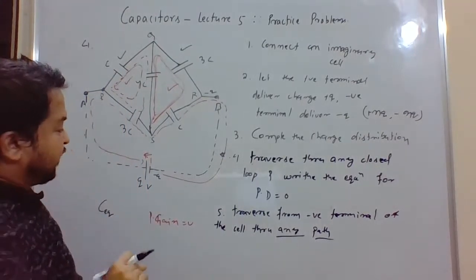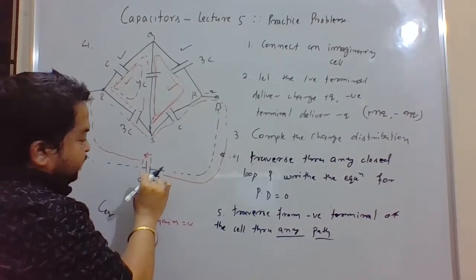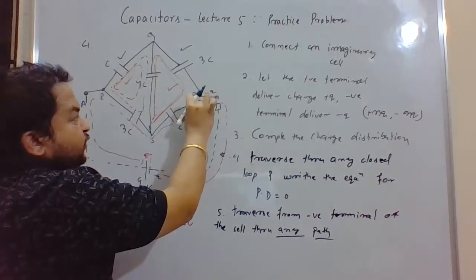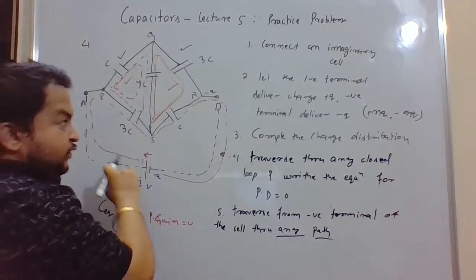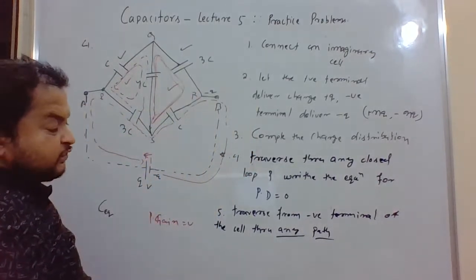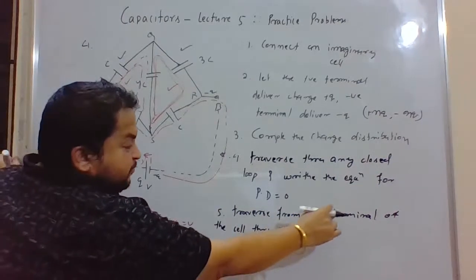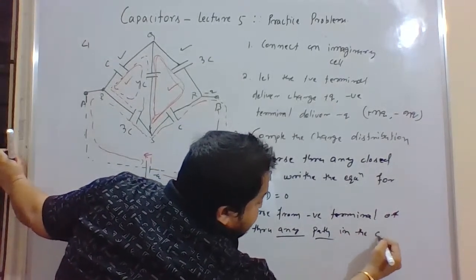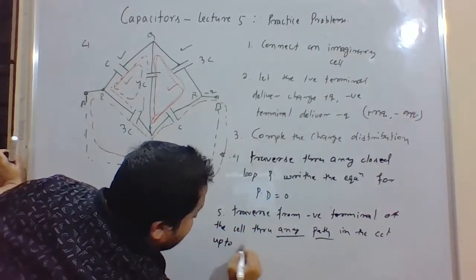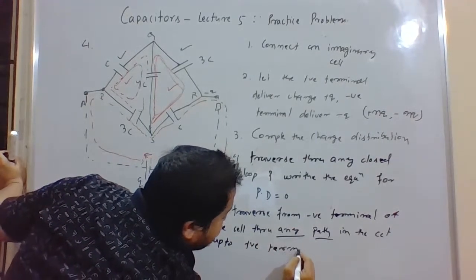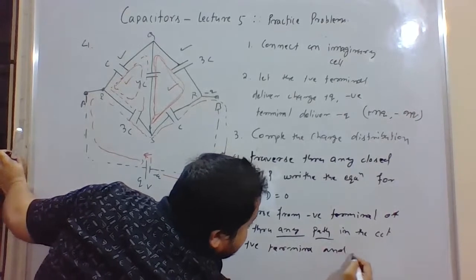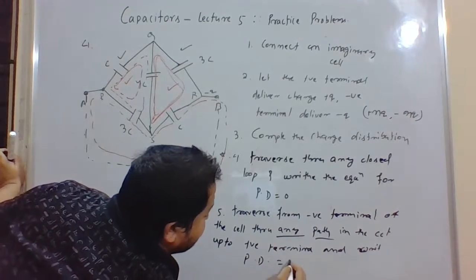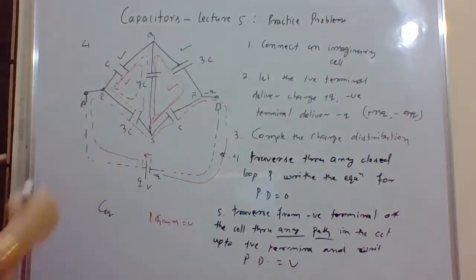But you should only notice one thing. You should not come back. Say you go to B, R, you went to S. Then again, don't come back to R and start going in a different direction. Just complete one path throughout the circuit. So traverse from the negative terminal of the cell through any path in the circuit up to the positive terminal and write the equation: potential difference equals V, where V is nothing but the potential difference provided by the cell.